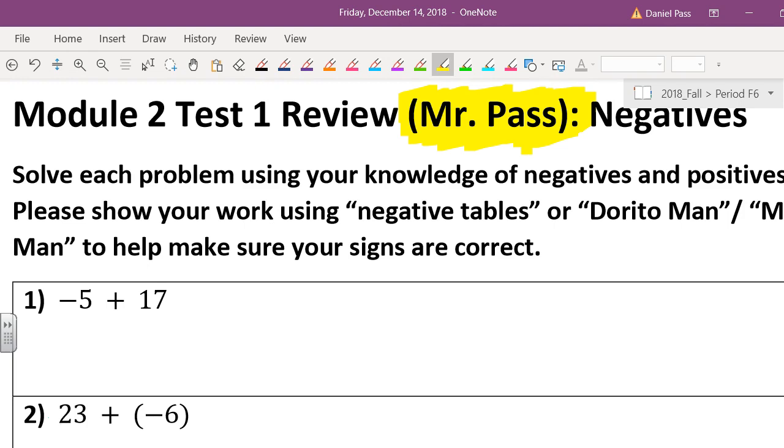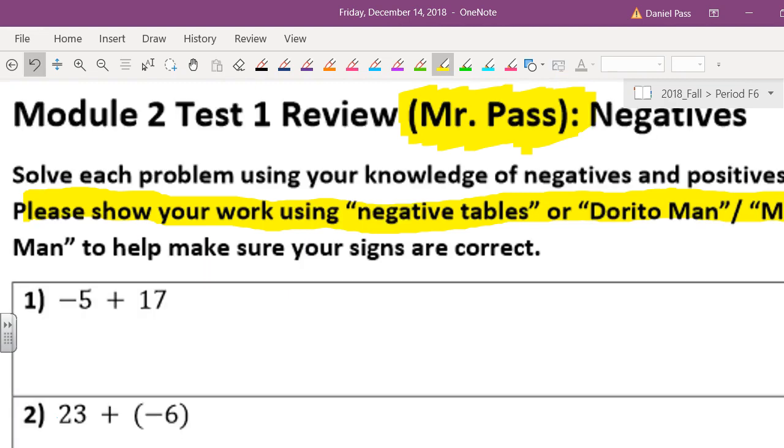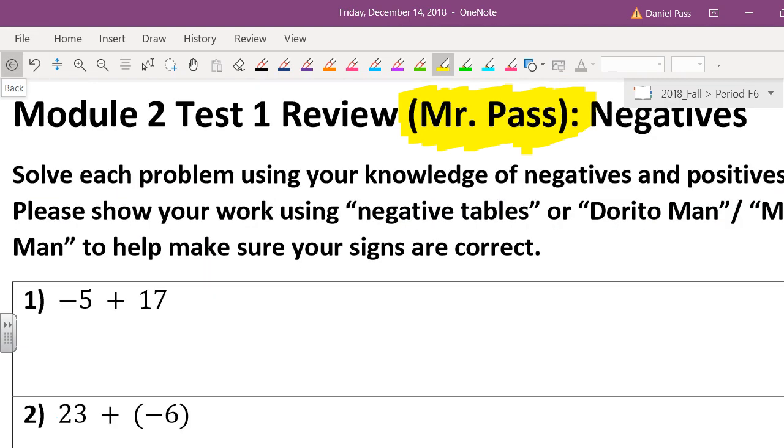Directions say solve each problem using your knowledge of negatives and positives. Please show your work using either the negative tables. What do I call that? I call that good guys, bad guys chart, or Dorito Man, which some people call Math Man, to help make sure your signs are correct. Now, I'm not gonna mark you down if you don't do this for all your problems, but I want to see you do it at least for some of them, and you should do it just to make sure you don't make errors on your negatives.